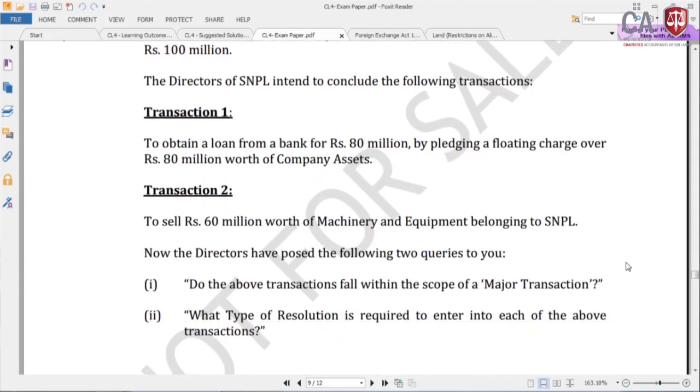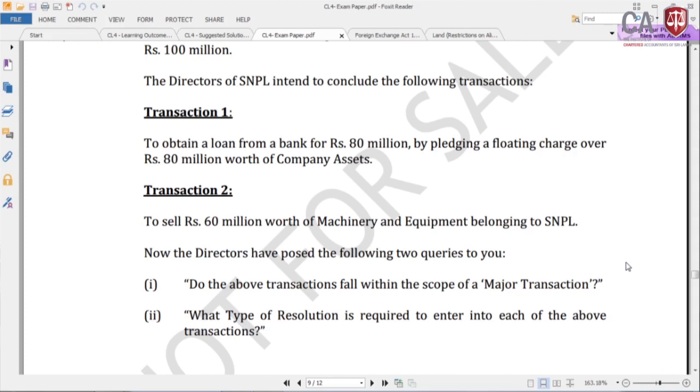Transaction 1 is to obtain a loan from a bank for 80 million rupees by pledging a floating charge over 80 million rupees worth of company assets. Transaction 2 is to sell 60 million rupees worth of machinery and equipment belonging to SNPL. So, you now understand the 2 types of transactions. Now, the directors have posed the following 2 questions to you because you are the company lawyer.